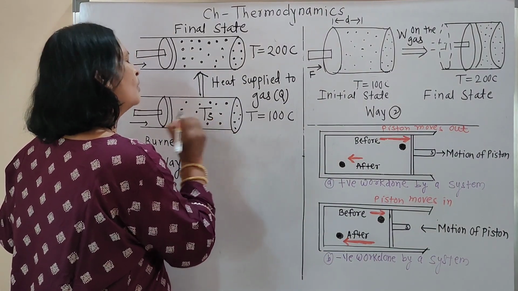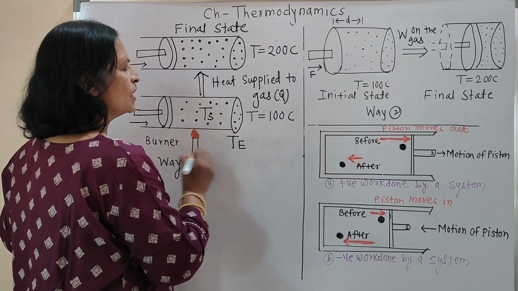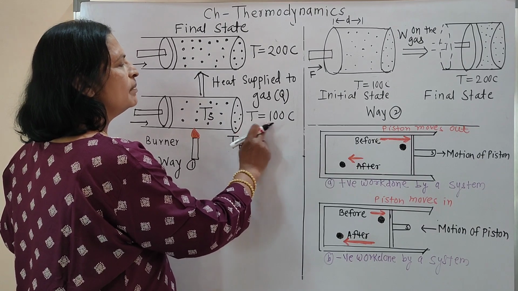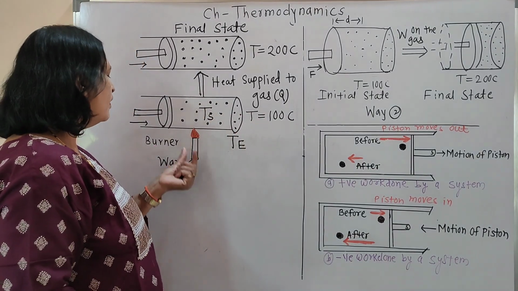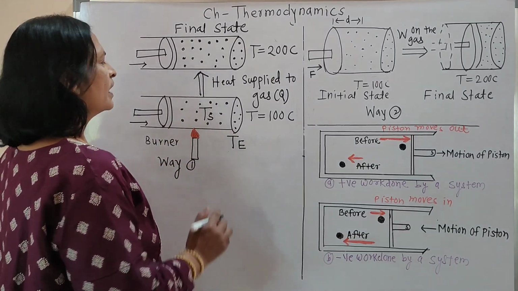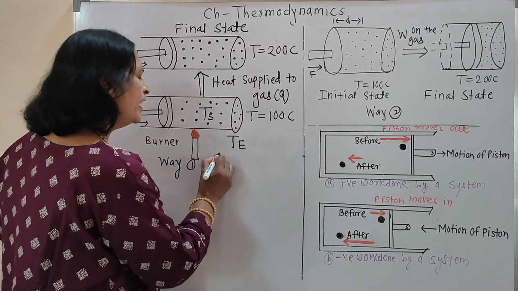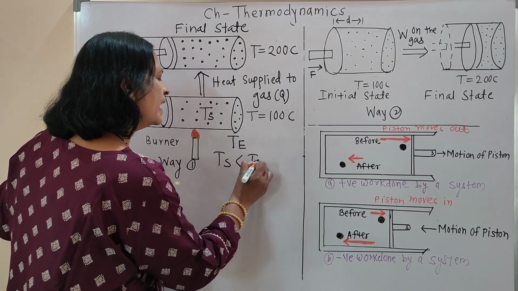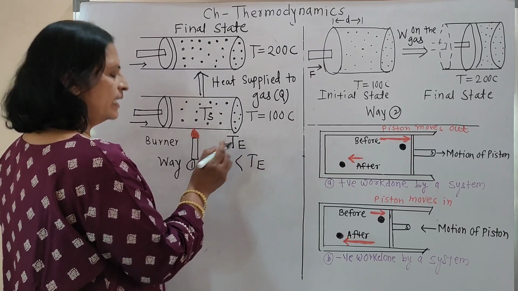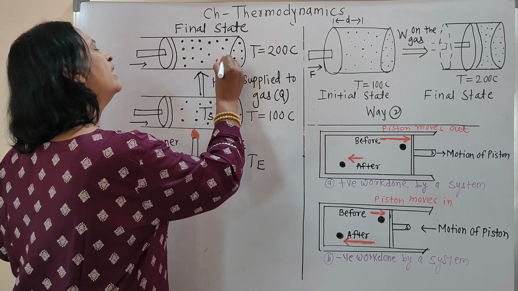Ts is the temperature of the system, and Te is the temperature of the environment or surrounding. Initially the system is at 100 degrees Celsius. When we supply heat with the help of a burner to this system, the temperature of the system is less than the temperature of the environment, that is, Ts is less than Te. We already studied this case. At that time, the heat is transferred from the environment to the system.